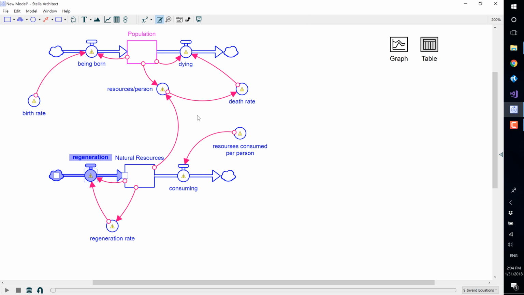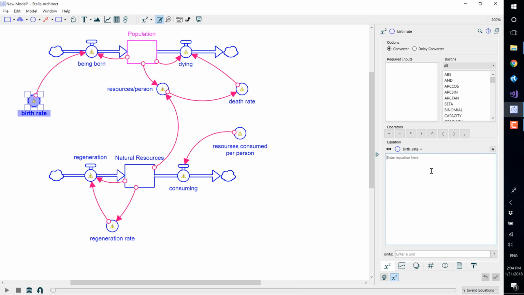We now need to define all the converters we've just added and redefine some of the flows as they have required inputs from the variables we've just connected. So select birth rate and give it a constant value of 0.2 and give it units per year. Give the resources consumed per person a constant value of 2 and the units resources per person per year.